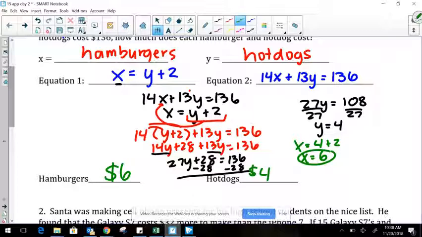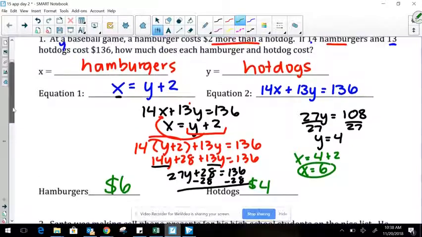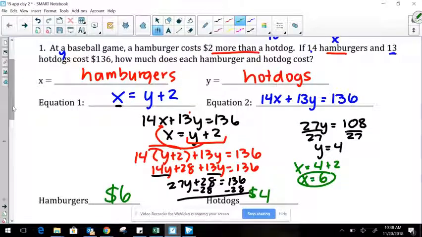Now you want to make sure that yours makes sense. You didn't accidentally write the equations backwards. So when it tells you up here, okay, hamburger is $2 more than a hot dog. Okay, hamburger is $6. That's $2 more than 4. So we're good. We did this correctly. Okay, very nice. Let's go ahead and turn it to the back side.